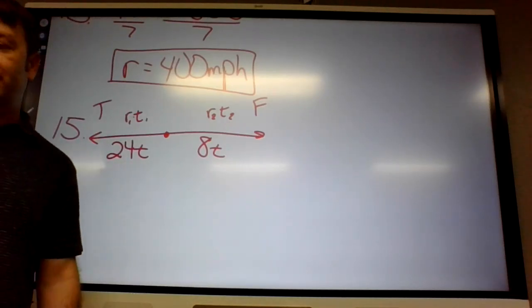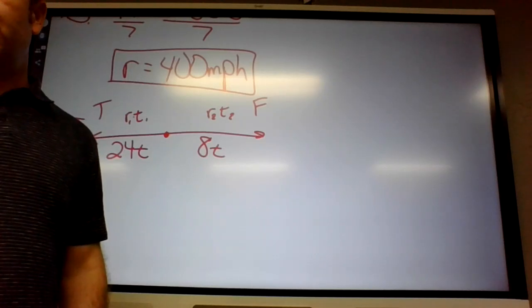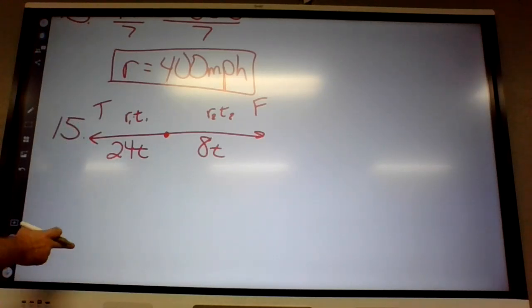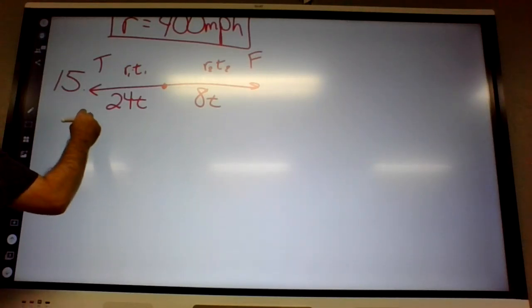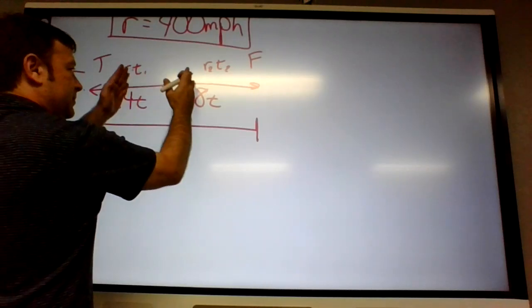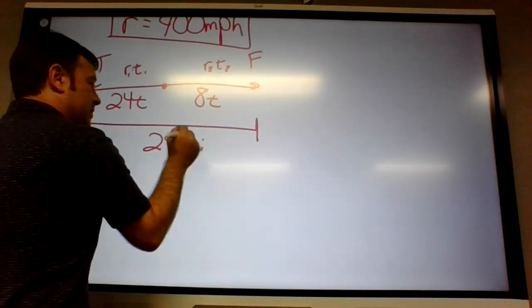The other fact that I didn't read is the very last part. How much time will pass before they're 24 miles apart? So where does the 24 miles go? It goes all the way from here to here. So like they're going to be that far apart. So that goes right there.